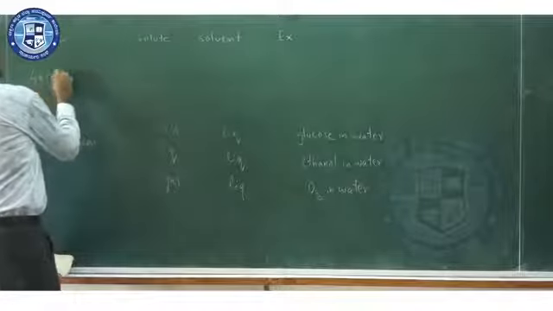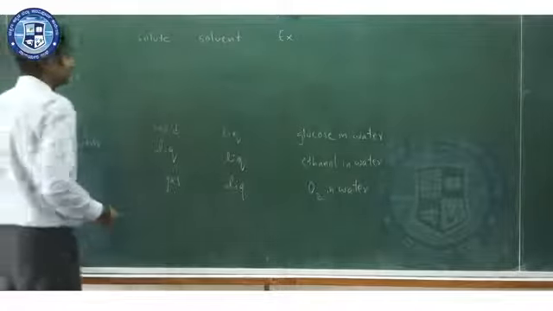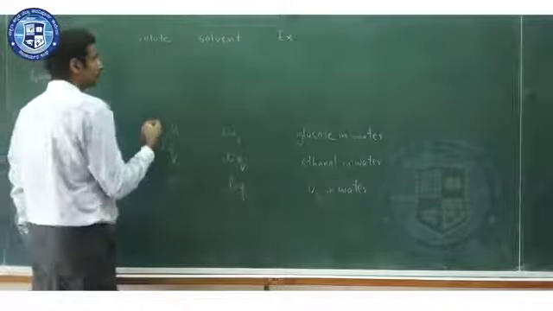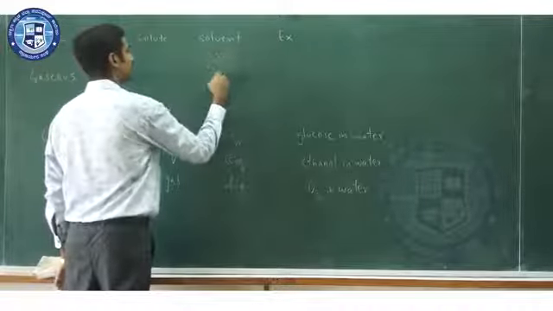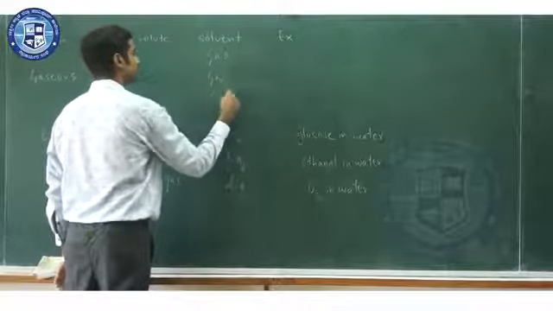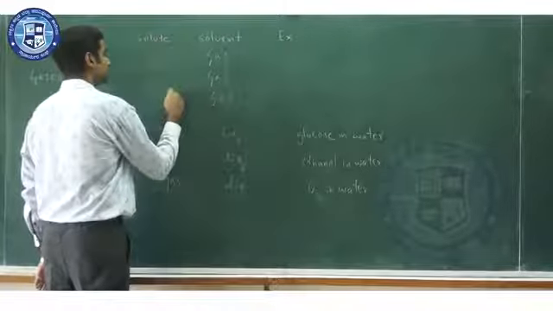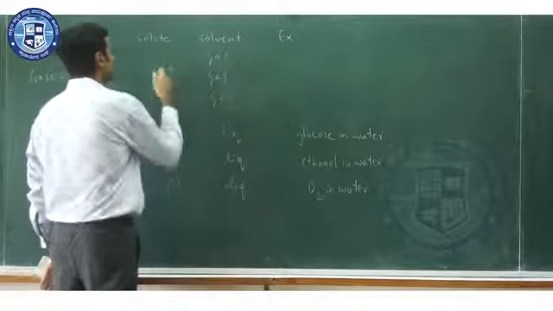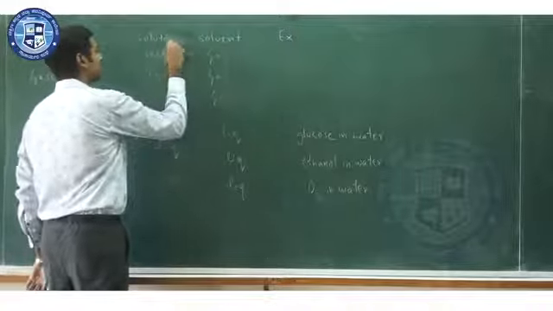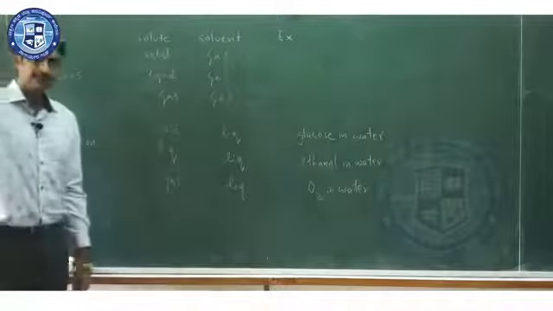Type is gaseous solution. So what do you have in a gaseous solution? The solvent will be a gas. So I've got three categories once again. I might have a gas dissolved in a gas, or a liquid dissolved in a gas, or a solid dissolved in a gas.